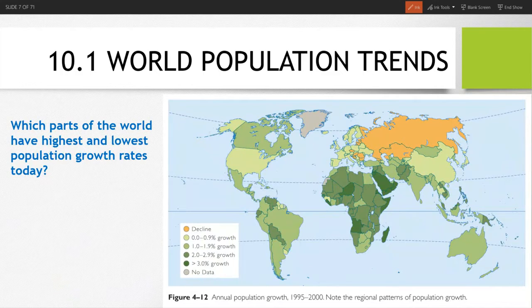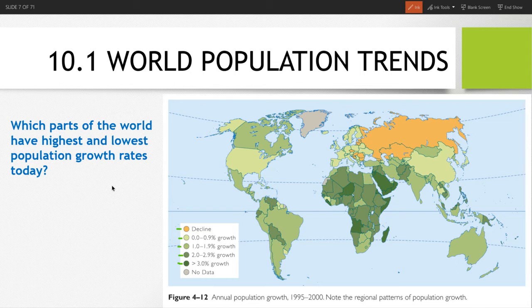So here we have a world map which shows population growth rates in different areas. Okay, and it's color coded here. As we can see, the darkest colors have the highest growth rates, and the lighter the color gets in terms of green here, the lower the growth rate is. And there's actually some places experiencing a population decline.